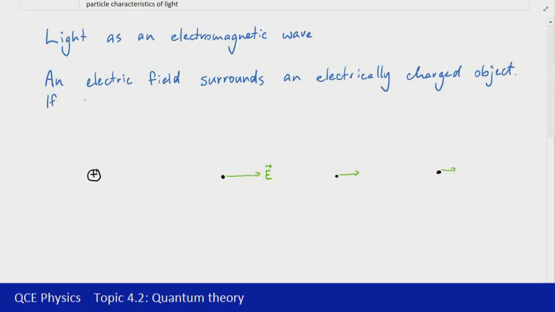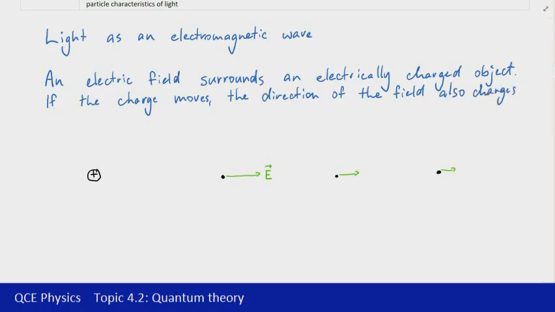Now, if the charge moves to a different location, that's going to affect the direction of the electric field. So the direction of the field will also change. If we were to consider this charge, let's say that it moves up to some new position up here, I'll do that as a dashed line, we'd see then the electric field at each of these points is going to be directed in a different direction, because the direction from the charge will be slightly different.